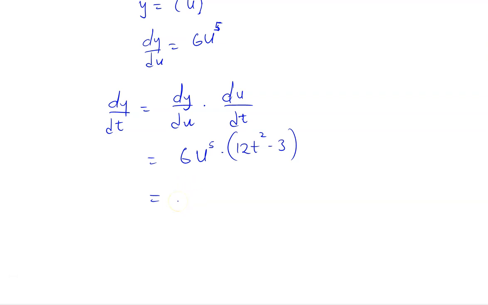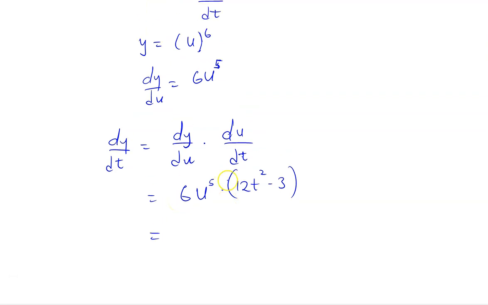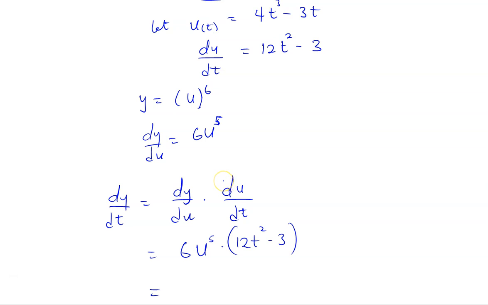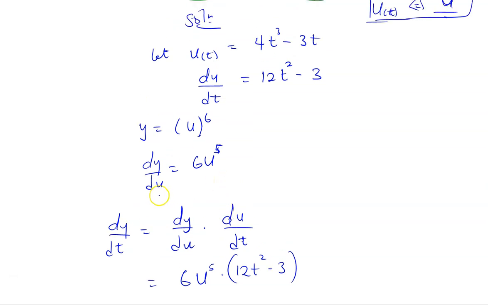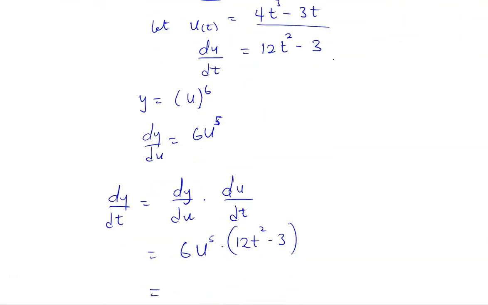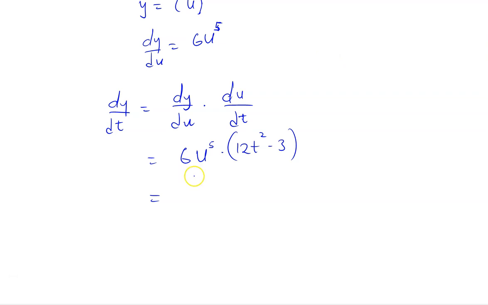So if you substitute it, what do we have? What was the u? u was giving us 4t cubed minus 3t. That was u. So we will get 6 into brackets 4t cubed minus 3t, all multiplied by 12t squared minus 3. And I think you can end here.